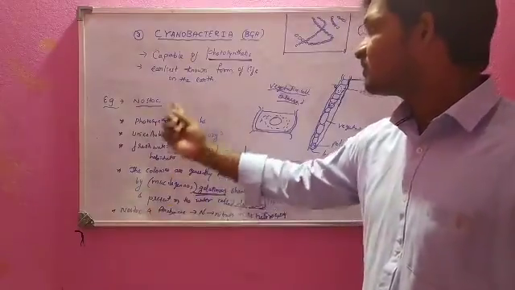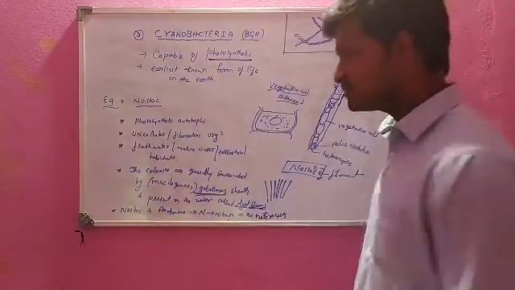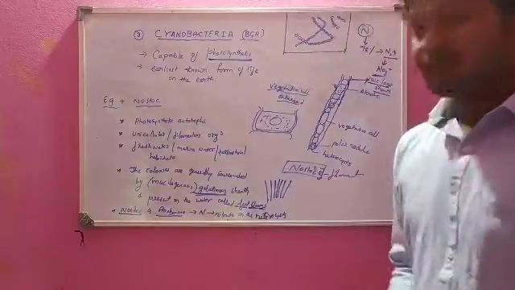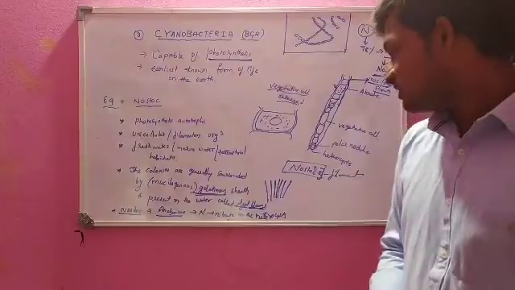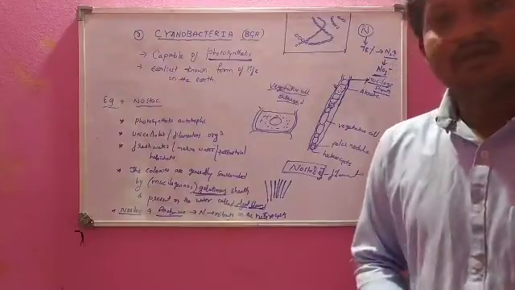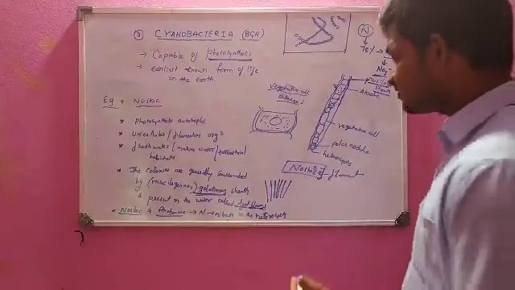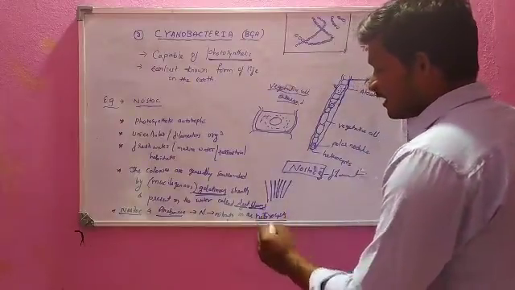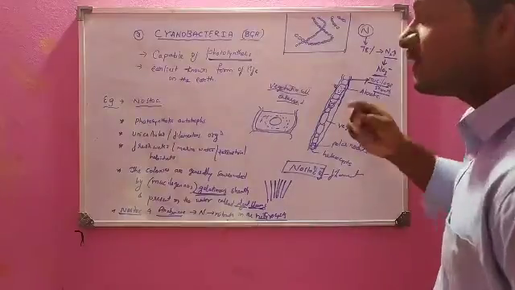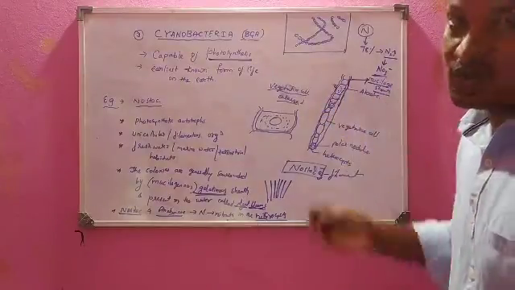Next, for blue-green algae, the examples are nostoc and anabaena. They are going to fix the atmospheric nitrogen, as I told already. How do they fix the atmospheric nitrogen? With the specialized cells called heterocysts. Heterocysts are the specialized cells which are present inside the nostoc.